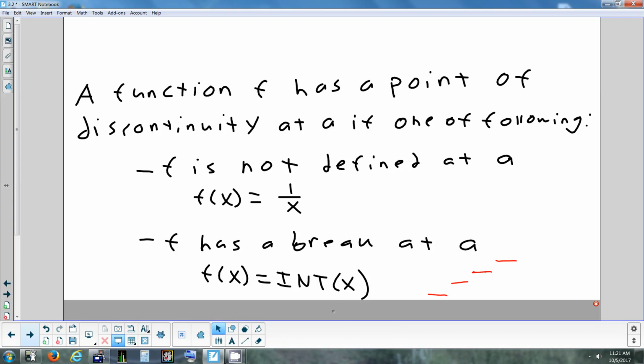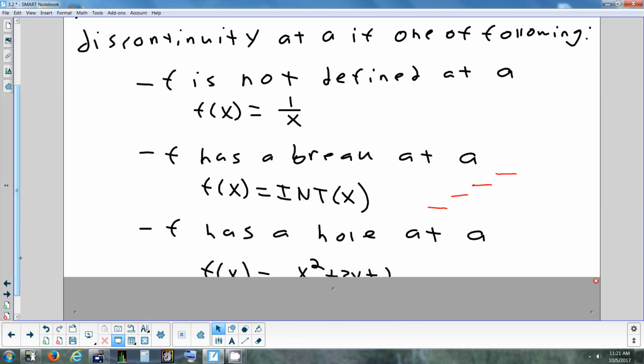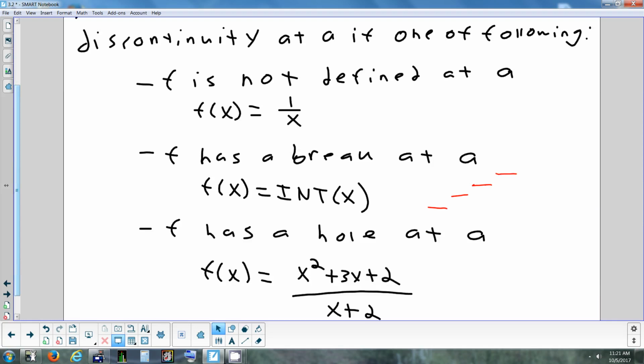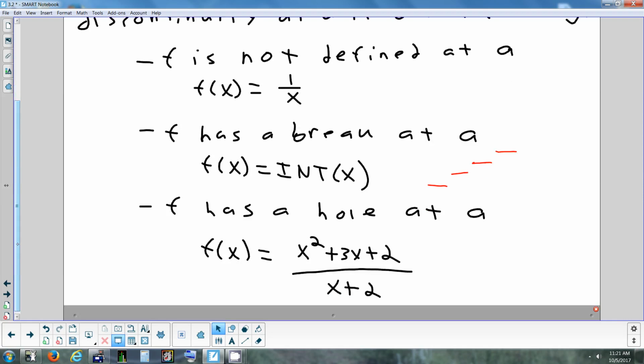Okay, so to be continuous: no undefined values, no breaks, no holes in the graph. The first two are very obvious to see in a picture. The last one is impossible to see. You cannot see that a graph has a hole in it by looking at a picture. The only way to see that your graph has a hole in it is algebraically.